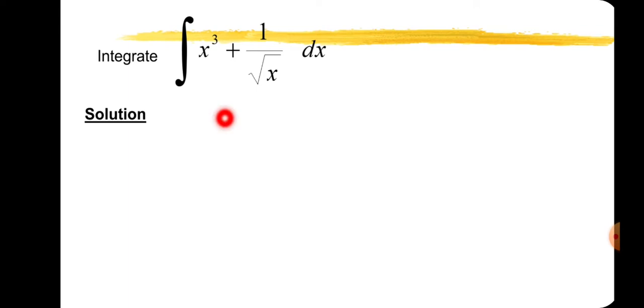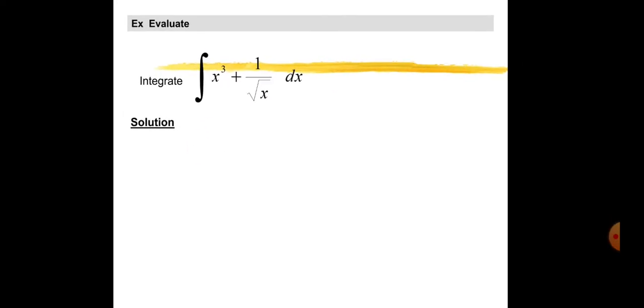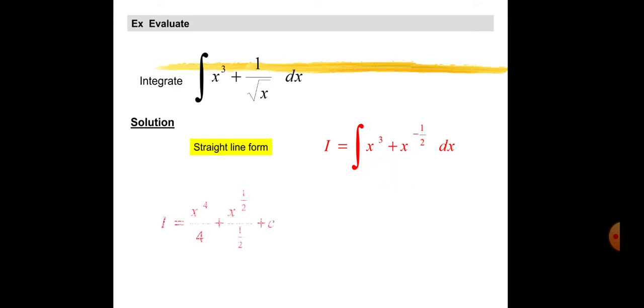Integration of x to the power 3 plus 1 over root x. Here you can rewrite your problem again as x to the power 3 plus 1 over root x. Root x is x to the power half, so we have 1 over x to the power half. You can write it as x to the power negative half. And the integration of this equals x to the power 3, add 1 to the power, so you have x to the power 4 over the new power 4. Here we have add 1 to the power, so you have x to the power half over the new power half, plus the constant of integration c.